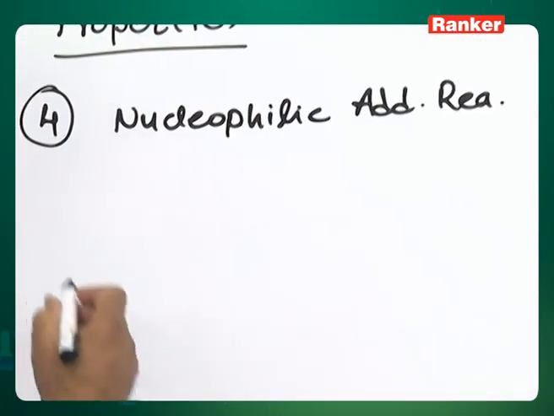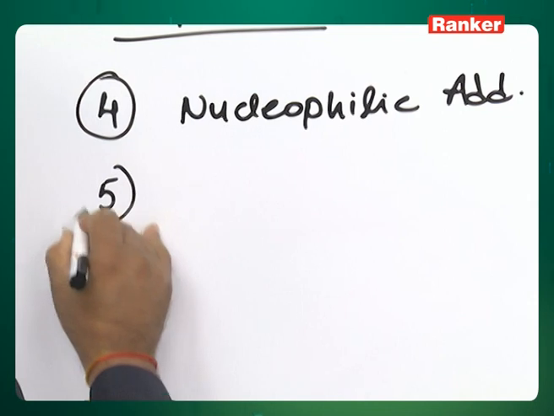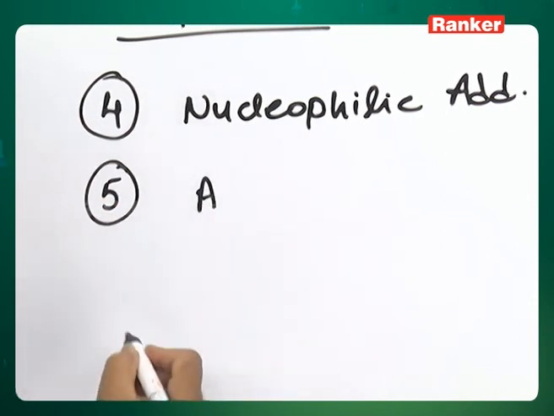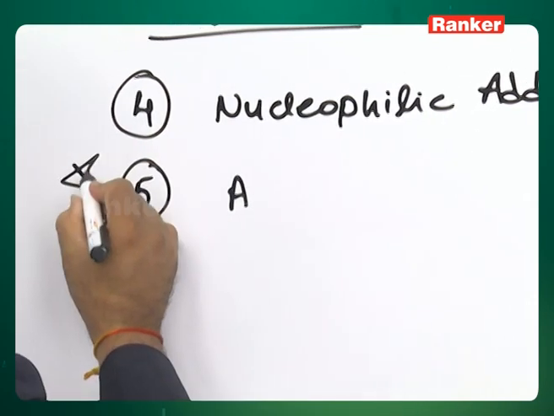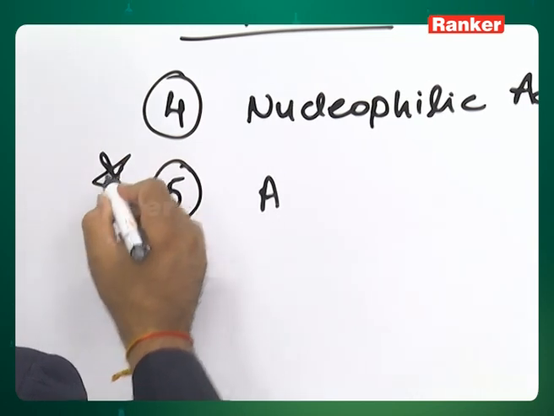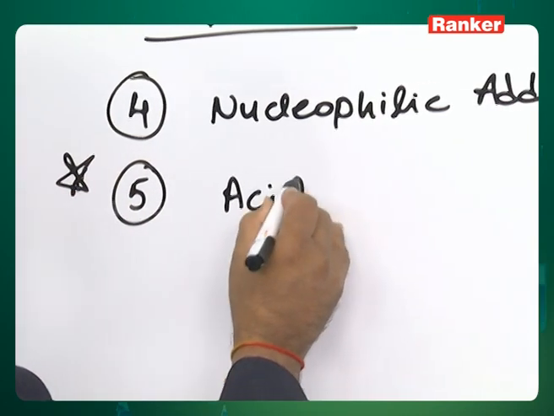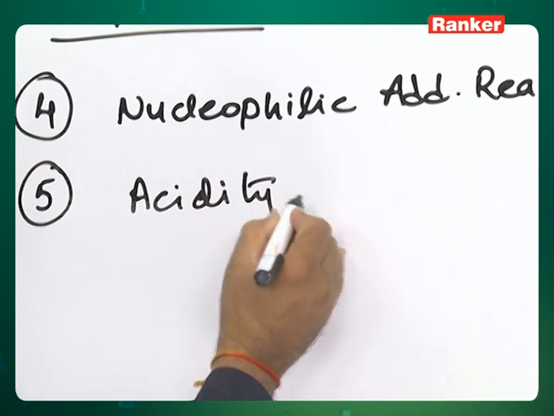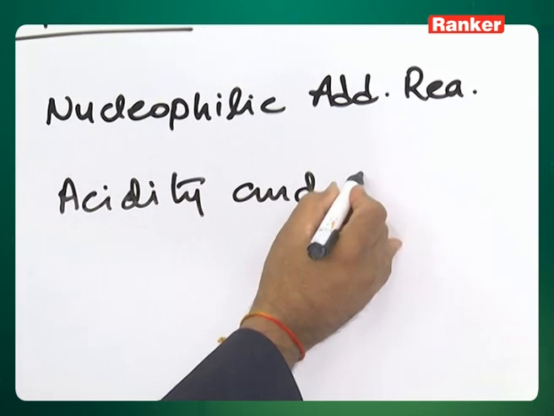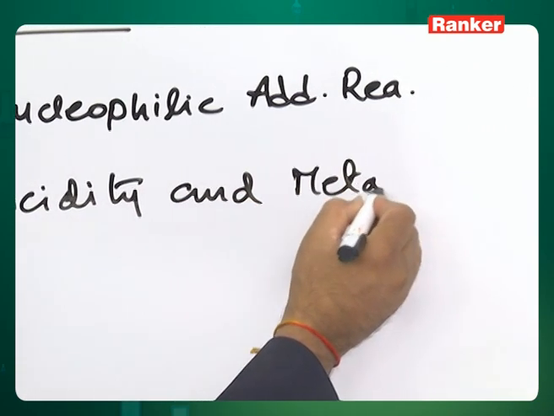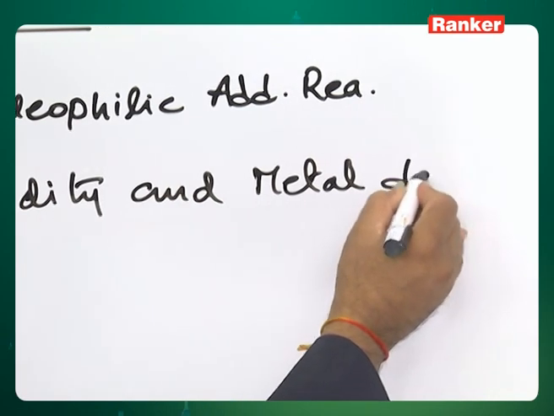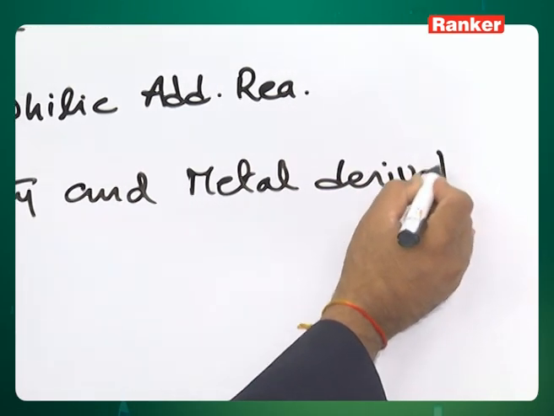Then let's go for the next reaction. Alkynes show some special properties, that is acidity and metal derivative formation.